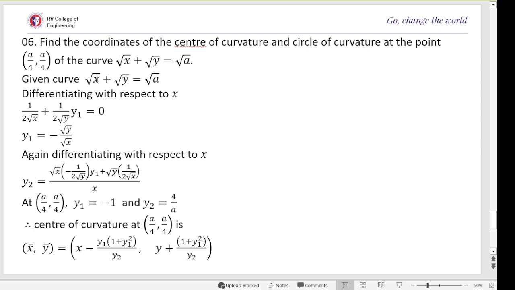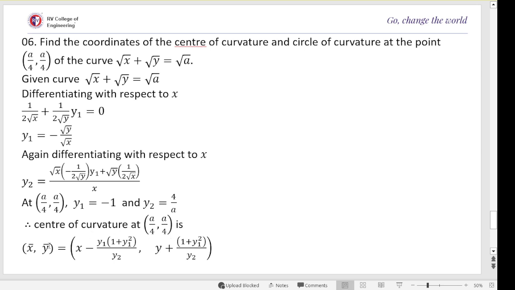Differentiating, 1 by 2 root x plus 1 by 2 root y into dy by dx equals, root a is a constant, so it is equal to 0. So from this y1 equals minus root y by root x. Again you differentiate this for y2, applying the quotient rule. You need to find this at the particular point a by 4, a by 4, so substitute here. y1 is minus 1. If you substitute x as a by 4 and y as a by 4, you will get y2 as 4 by a.